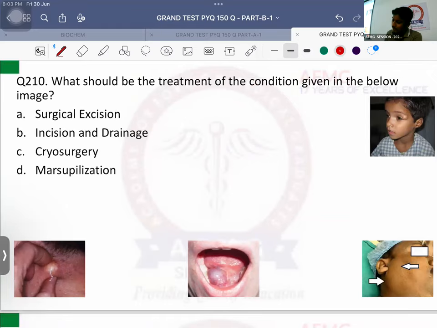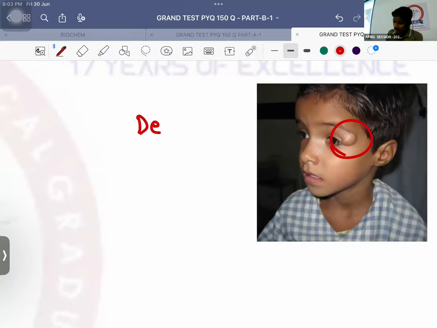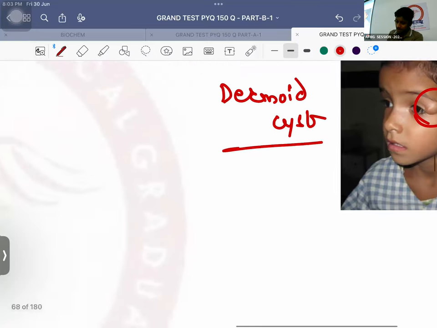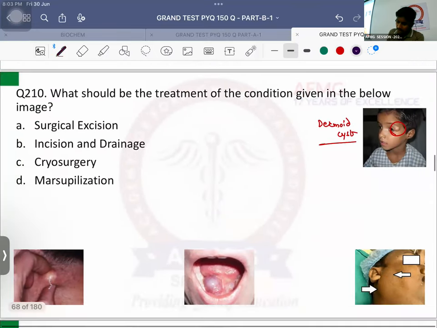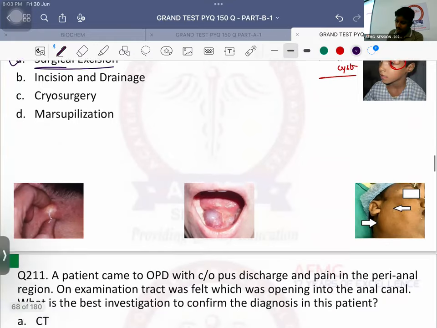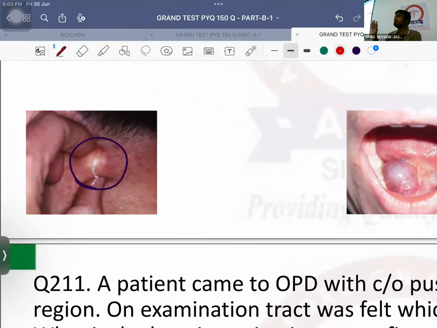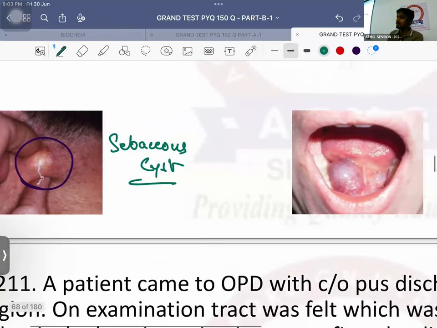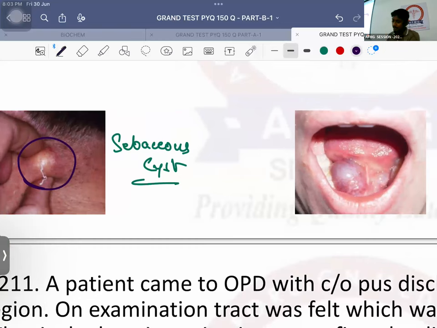Easiest. What should be the treatment of the condition given below in the image? Diagnosis, dermoid cyst, collection of some epithelial element in the outer canthus of eye. What is the treatment? Surgical excision. Please remember, what is this? So usually a swelling which is having thick material, paste-like material coming out of it. Very good. Seen only in areas where we have hair follicles. This is nothing but a sebaceous cyst. Common sites are scalp and the scrotum. Treatment is surgical excision.